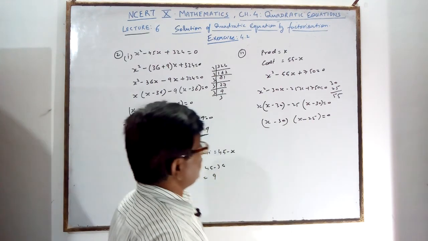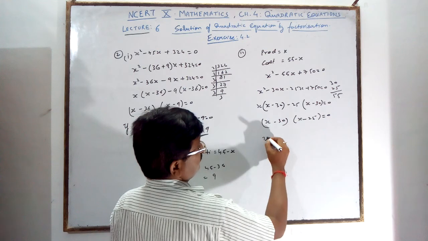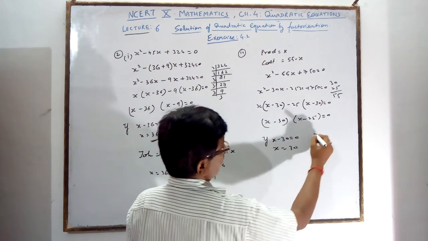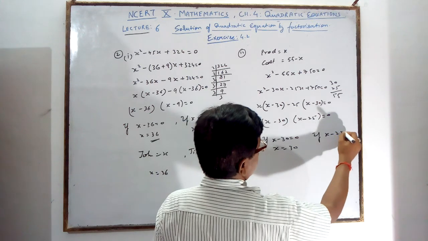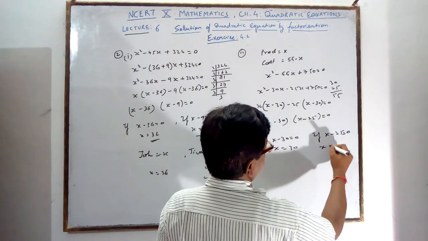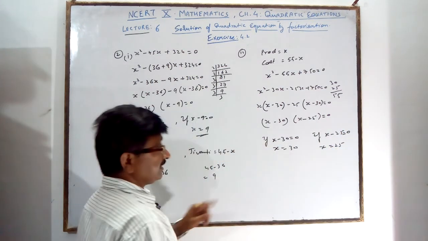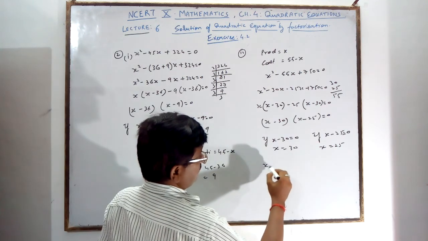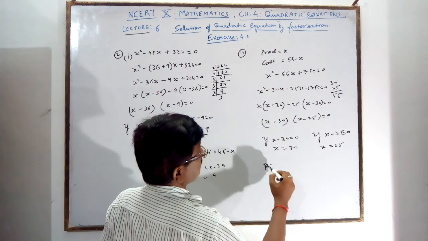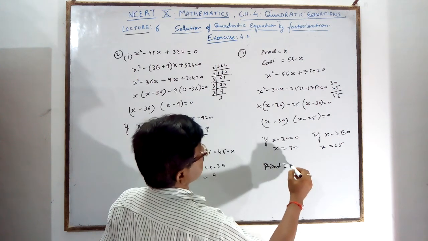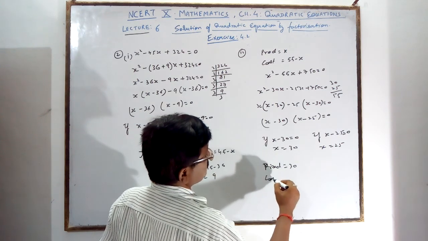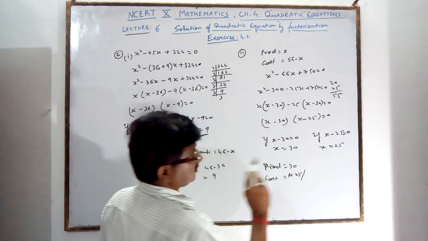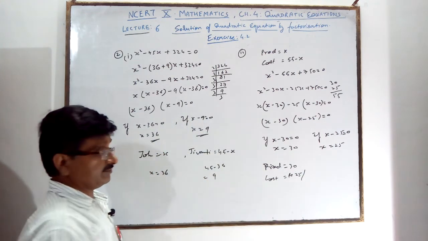Then what will there be? If x minus 30 is equal to 0, then x is equal to 30. If x minus 25 is equal to 0, then x is equal to 25. Again the case: if the production of toys is 30, then the cost is rupees 25 per toy, because 55 minus 30 is 25.